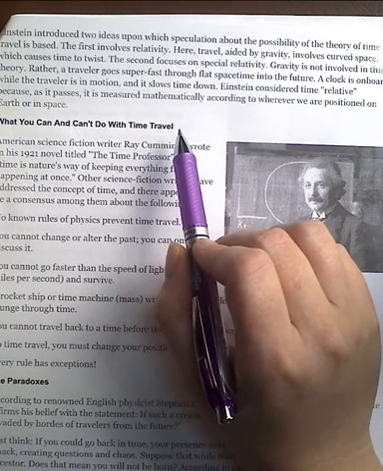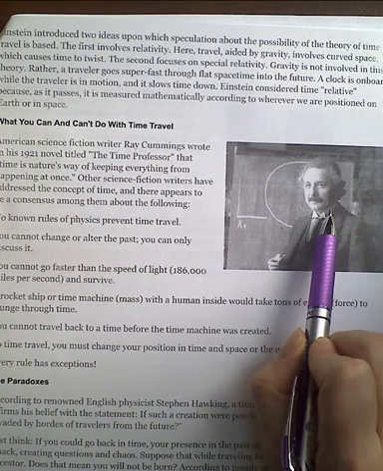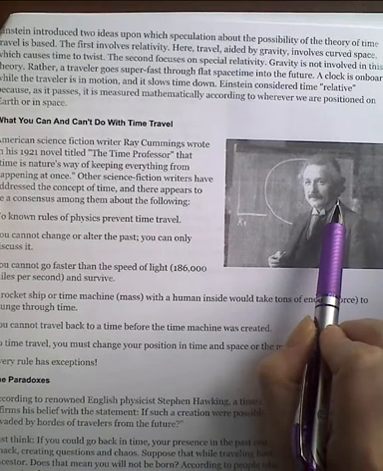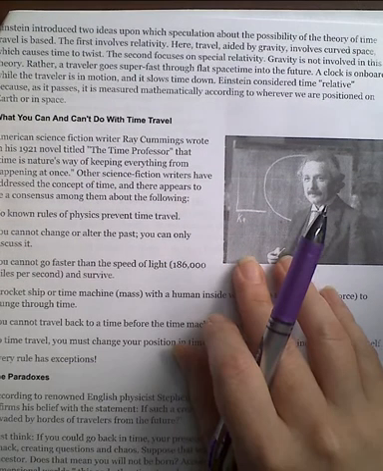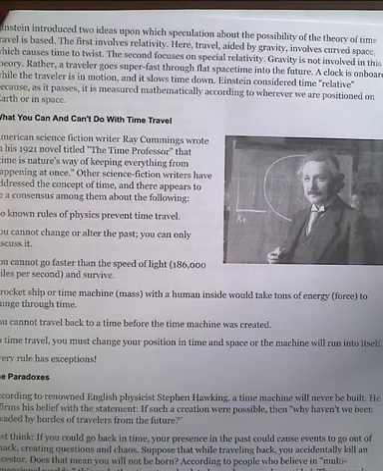By the way, this is Albert Einstein right here. I'm sure most of you probably knew that, but just in case. So, what you can and can't do with time travel. American science fiction writer Ray Cummings wrote in his 1921 novel titled The Time Professor that time is nature's way of keeping everything from happening at once.